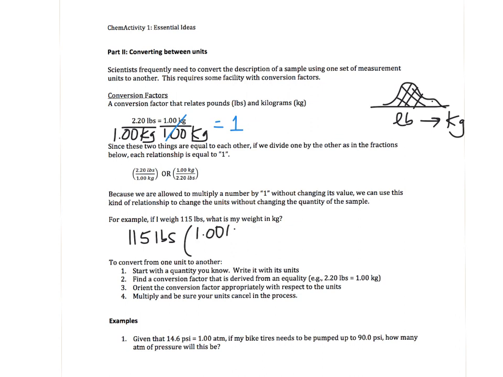1 kilogram over 2.2 pounds. Remember, this is just like multiplying by 1, which I'm always allowed to do. And what I get is 52.27 kilograms. And I need to pay attention to my significant digits. Here I was multiplying and dividing. So I've got 3 sig figs, 3 sig figs, 3 sig figs. So my answer can have 3 sig figs. And so I end up with 52.3 kilograms.